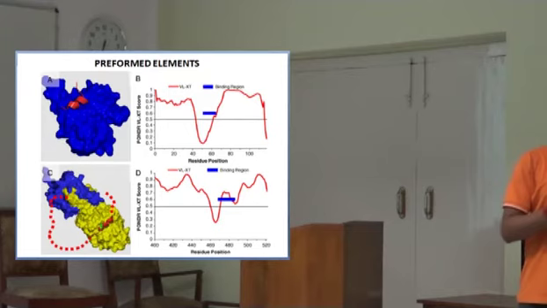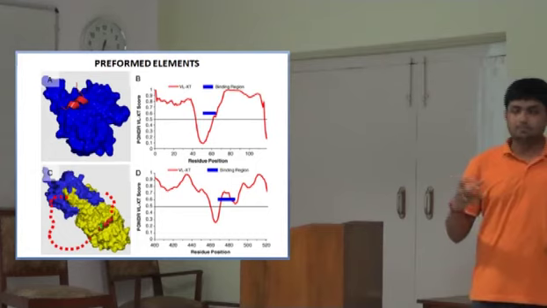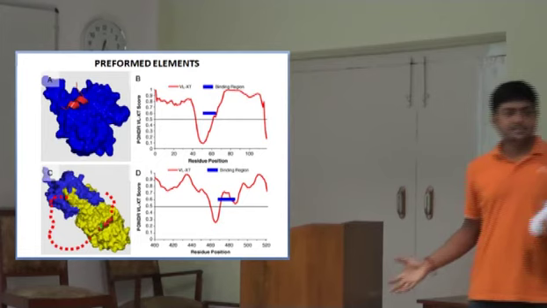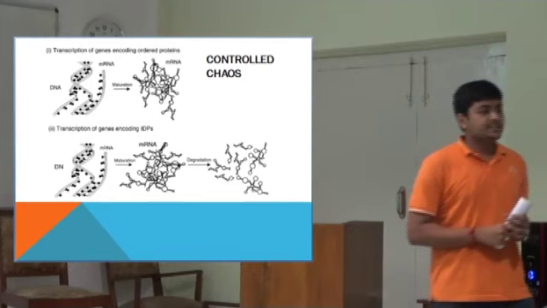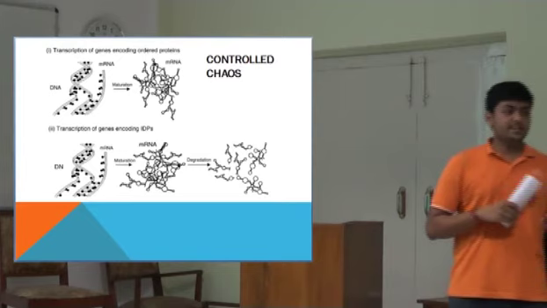So these are preformed elements, which on starting form are already preformed. So when it reacts with some ligand or some molecule, it grows from there and develops a full 3D structure. As intrinsically disordered proteins are not structured, they lead to many more chaos. So they should be controlled very properly.